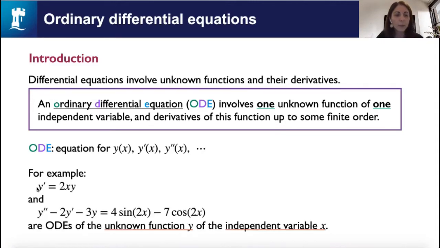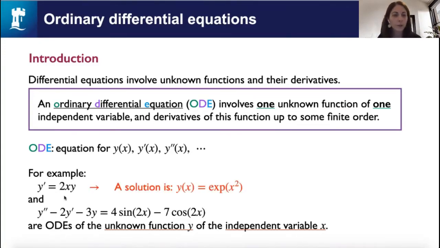So here we can see two examples of ordinary differential equations, and both of these examples shown here are ODEs where the unknown function is y and the independent variable is x. We can see this because we see function y and derivatives of this function appearing in both equations, and we see also this dependence on x, which is the independent variable here.